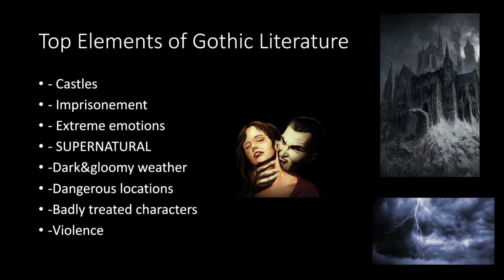Top elements of Gothic literature. Castles. Castles are the most needed ingredient of Gothic literature. For example, when I see a big castle, I feel so little and so alone that it gives me the creeps. And the story could have an imprisonment story, and there should be extreme emotions like anger, terror, rage, passion.